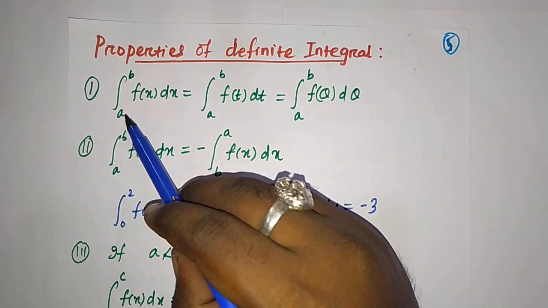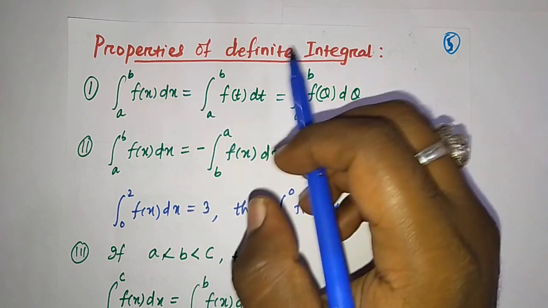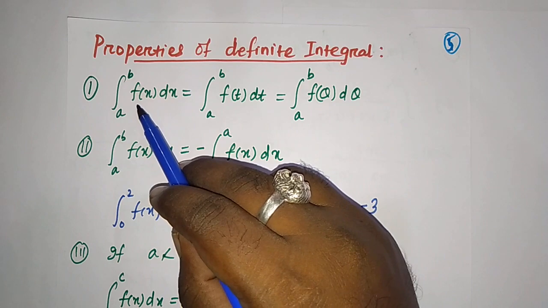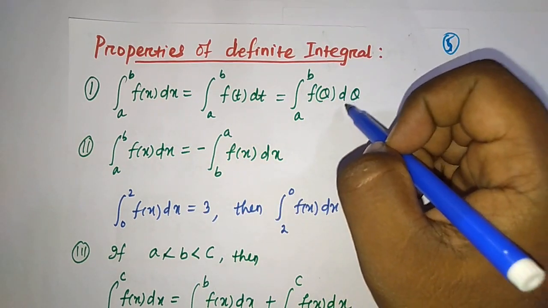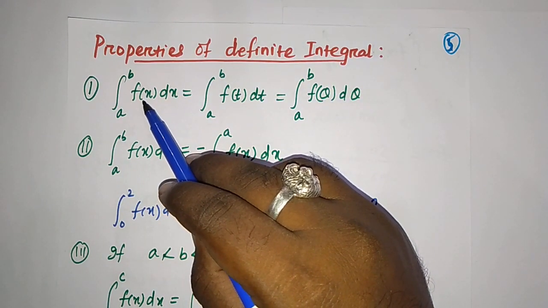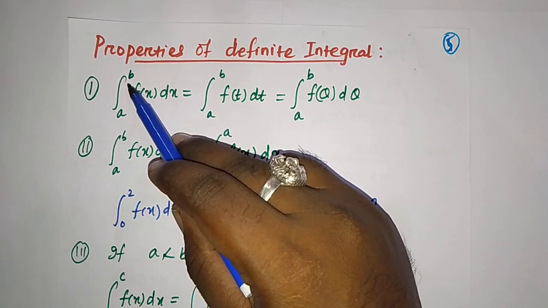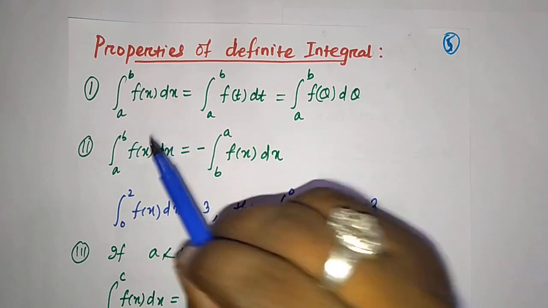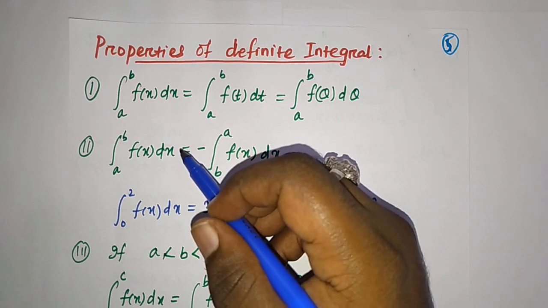You can see in all three integrations, lower limits and upper limits are same. Only difference is here variable is x, here variable is t, here variable is theta. If we change the variables but keep the function and lower limit and upper limit same, then value of integration will not be changed. Remember this property, it is rarely used.